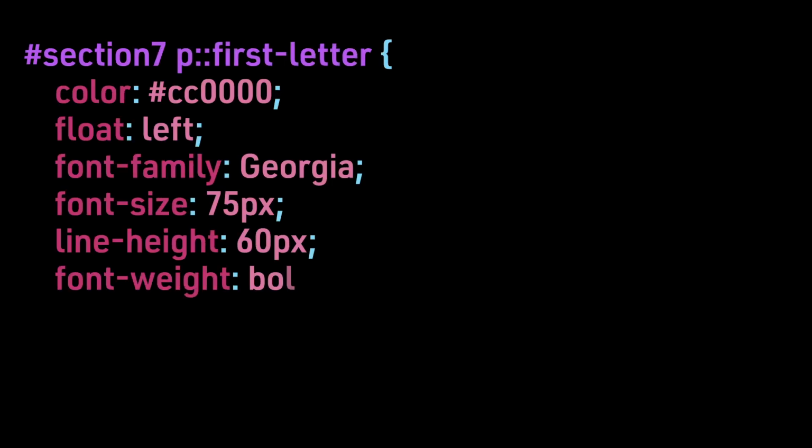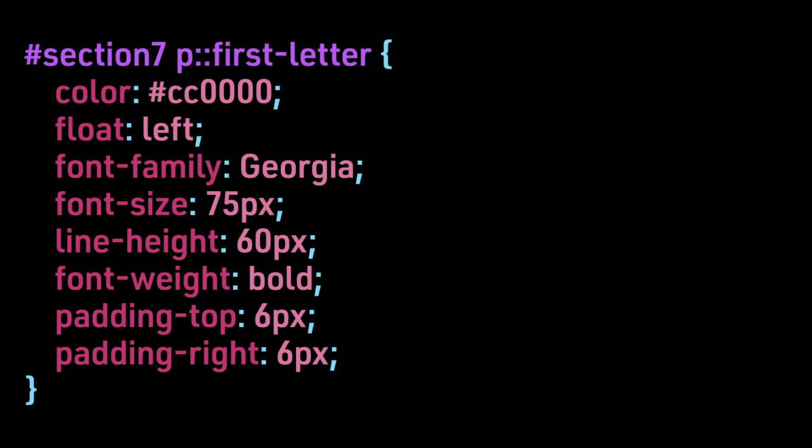Here is the CSS. We will use the first letter pseudo-element to add a drop cap. We add a float so that the rest of the text will wrap around the letter. We adjust the font size and line height so that it becomes a drop cap. The padding is adjusted to fix the spacing around the letter.